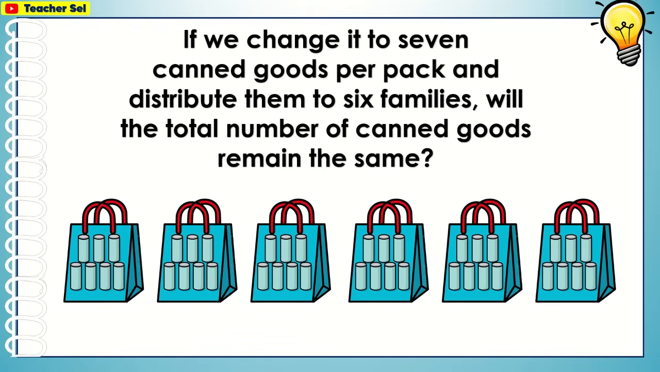If we change it to 7 canned goods per pack and distribute them to 6 families, will the total number of canned goods remain the same?